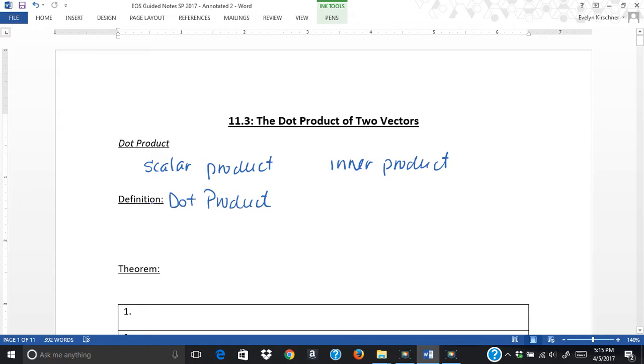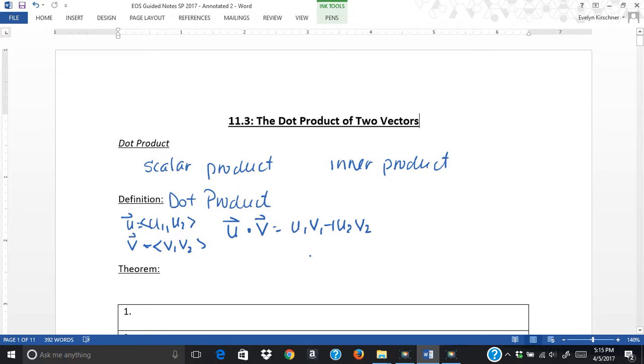This is how we define it. We have two vectors, u, which is u1, u2, and v, which is v1, v2. Then the dot product, which we write as u dot v, is u1 v1 plus u2 v2. So it's just a number.